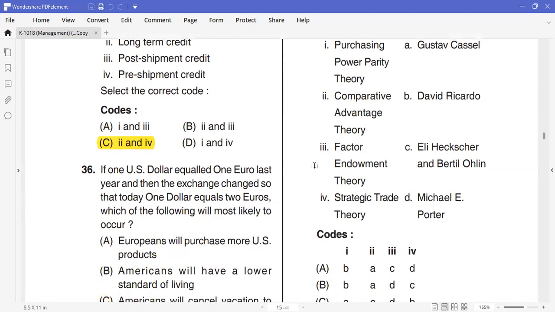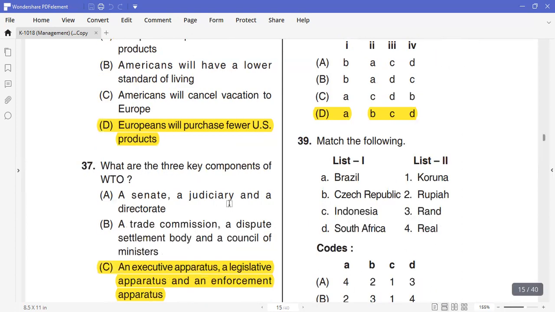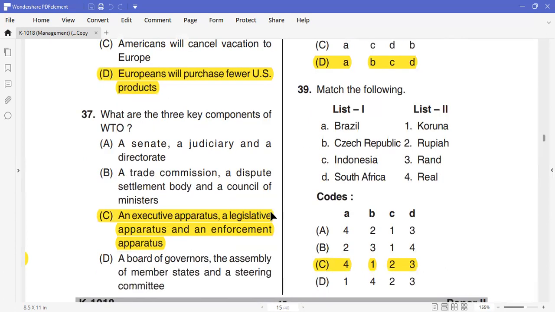36th question. If $1 equaled €1 last year, then the exchange changed so that today $1 equals €2. Which of the following is most likely to occur? So the most likely to occur is Europeans will purchase fewer US products. So this is what happens because the euro becomes costlier compared to the dollar. So therefore, Europeans are going to purchase fewer of the US products. So that is the correct answer. 37. What are the three key components of WTO? So three components are the executive operators, the legislative operators, and enforcement operators. These are the three key components of WTO.